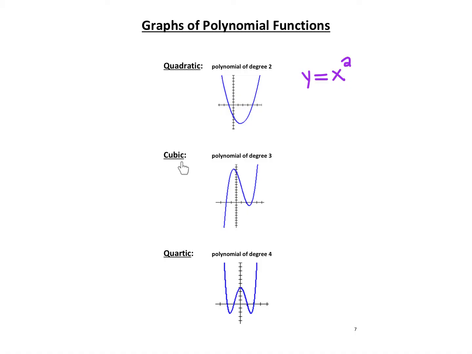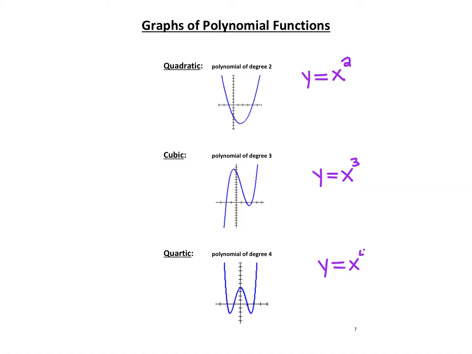Now, a cubic is a polynomial of degree 3. So you would have y equals x cubed, x to the third power. And again, you could have other terms after this, but if we're just looking at the biggest exponent, that's going to tell us the degree of the function. And then a quartic is a polynomial of degree 4. So y equals x to the 4th.